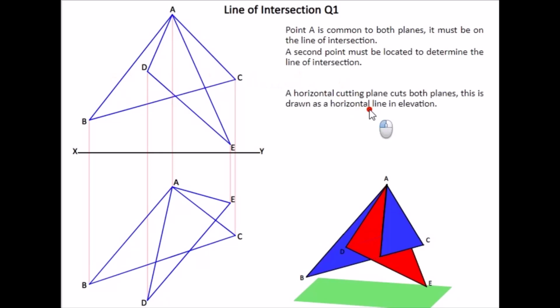So the line of intersection in this question, to find it, we take a horizontal line across in elevation. Now this horizontal line can be drawn anywhere in elevation, but we normally pick one of the points already so that we don't have to find a point. So we're bringing it through point D here, so we'll have point D in plan already located.